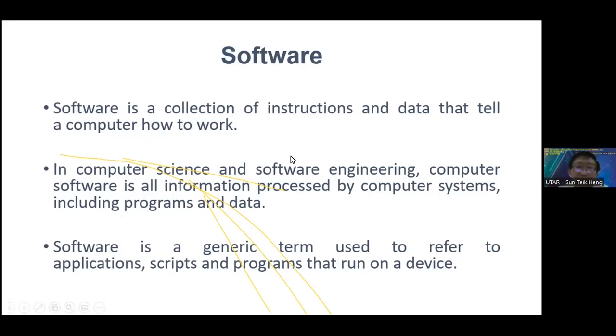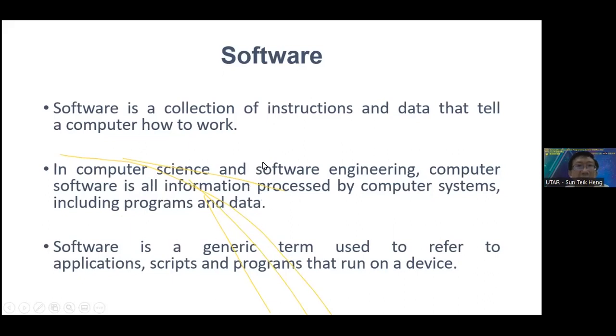Then you can also have software such as games. You can install the game programs into your computer so that you are able to play games. So there are different types of software. Basically, software is a collection of instructions and data that will tell the computer how to work. In computer science and software engineering, computer software is all information processed by a computer system, which includes your programs and data. So your programs and the data, these are your software.